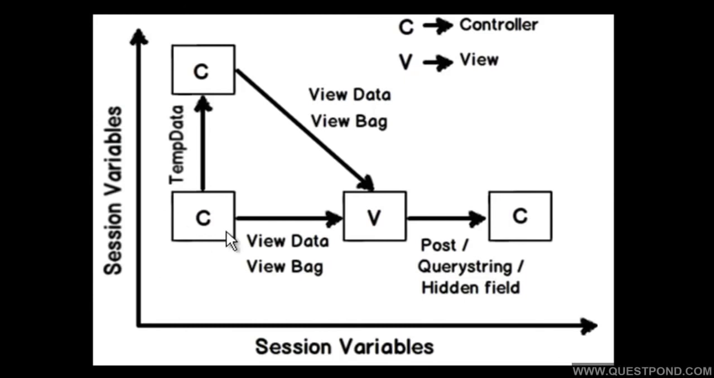So if you are moving from controller to view, use view data or view bag. View bag is a collection of view data. If you are moving from controller to controller, use temp data. In case you want to persist information from view to controller, you can either use hidden fields, text boxes via query strings, and you can use HTTP post and HTTP get.